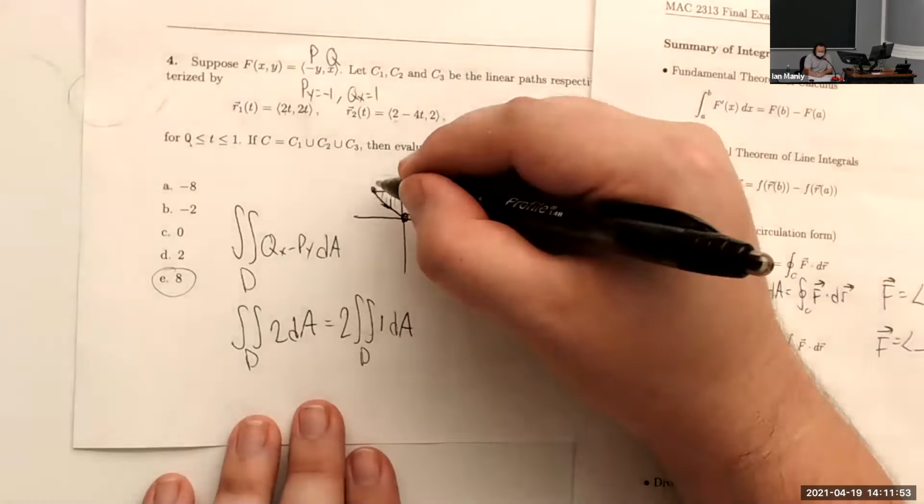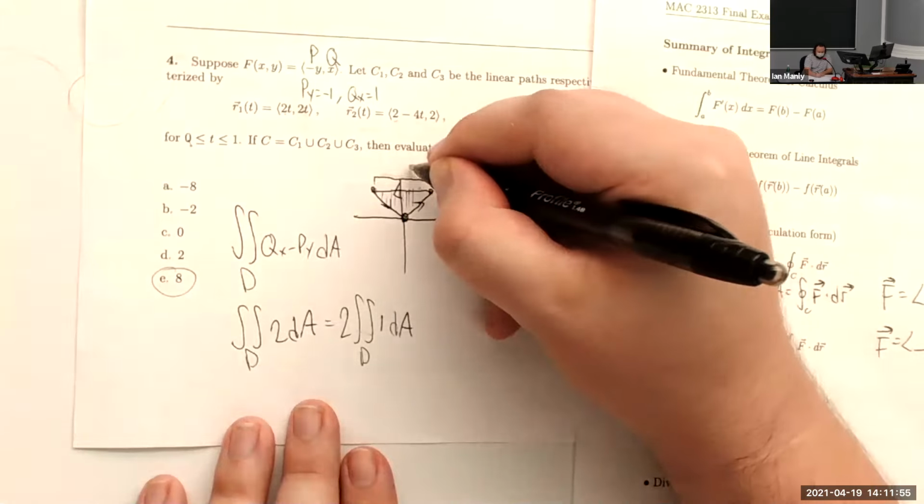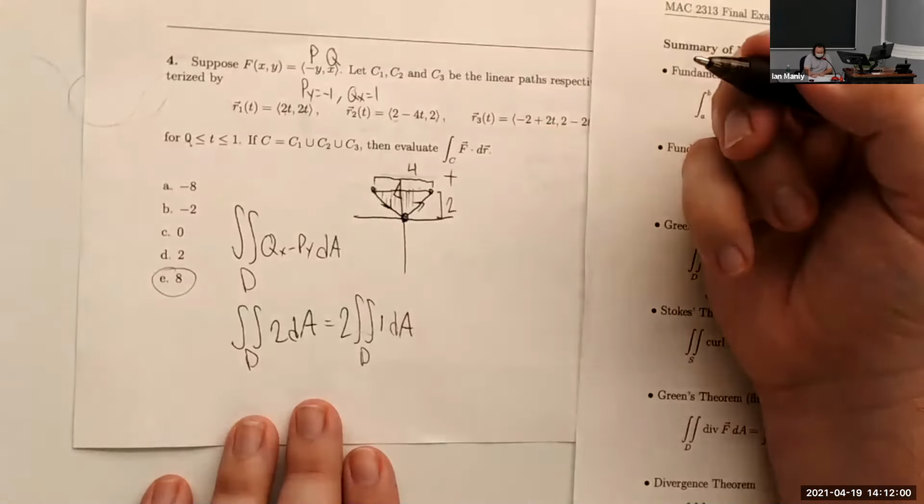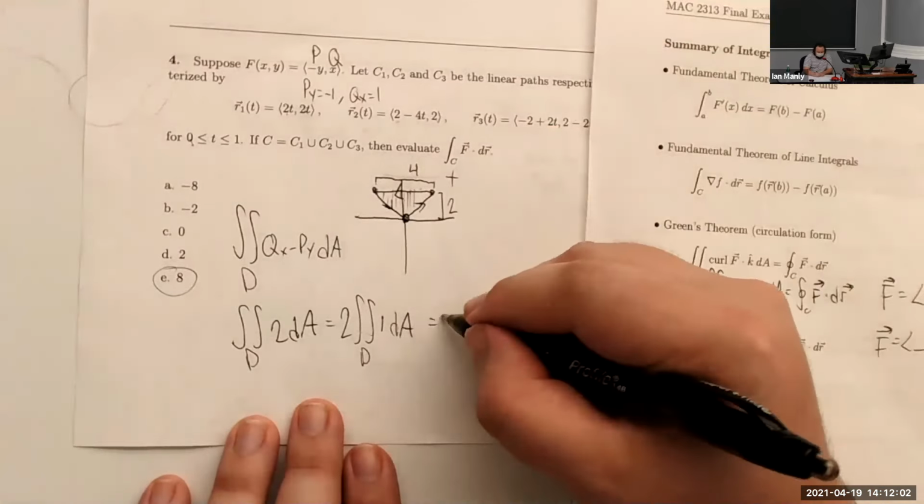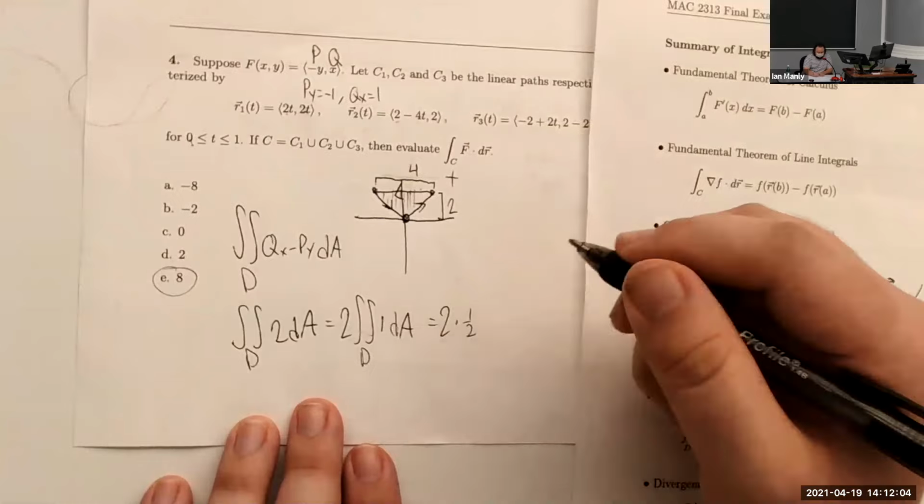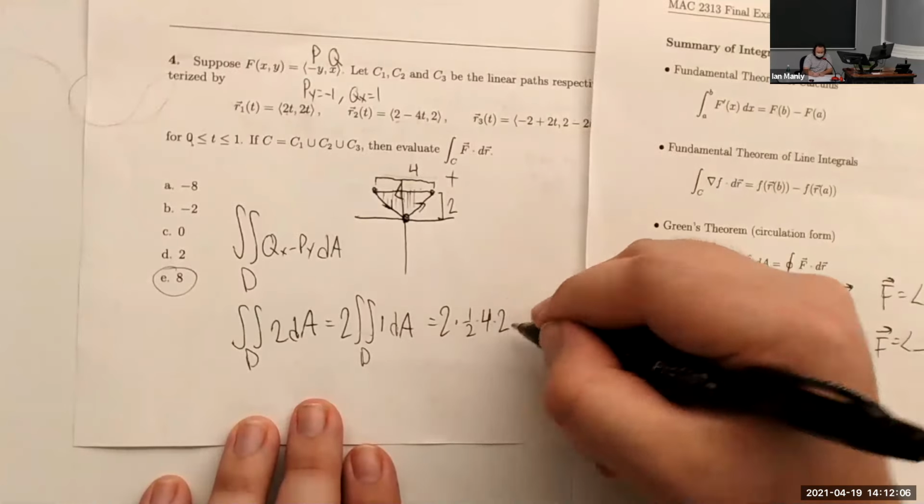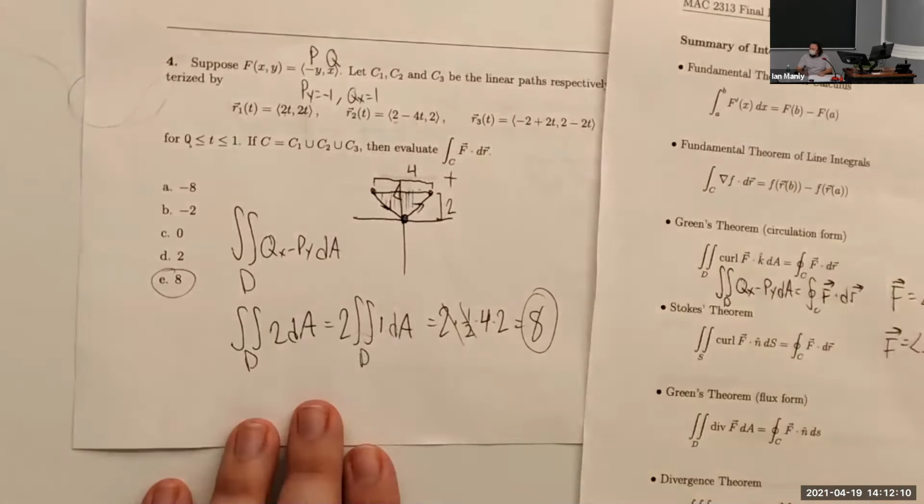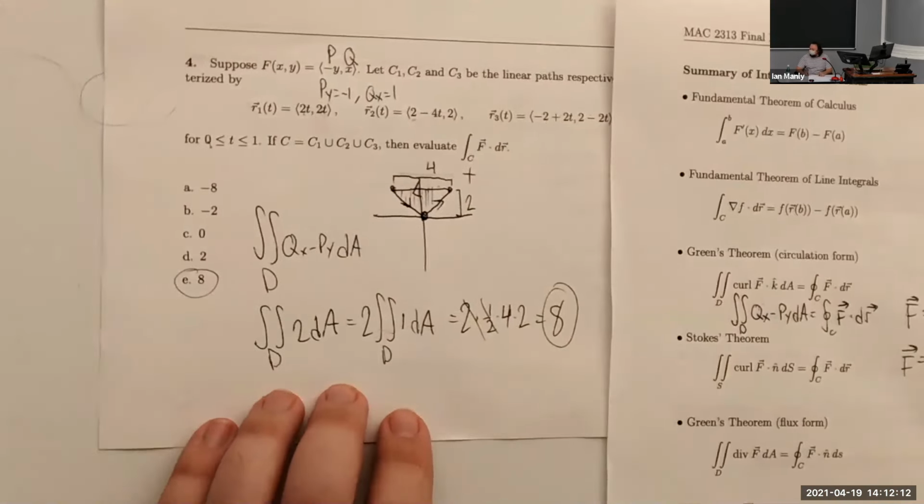All right, so it seems like the base of our triangle is 4. The height of our triangle is 2. So this will be 2, and then we have 1/2 base times height. So we end up with 8. And that's going to be our answer right here.